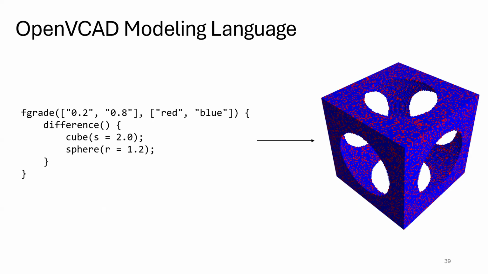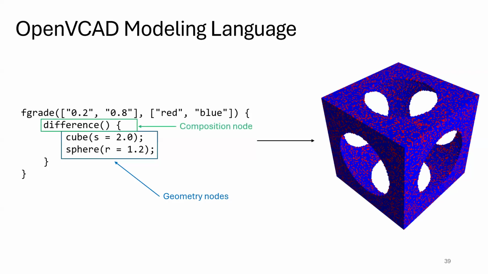That modeling language takes a lot of inspiration from OpenSCAD while implementing some new functionality on top of that. So working inside out with our code on the left and a preview of the object on the right, we have our geometry nodes, in this case, a cube and a sphere. I can subtract the sphere from the cube's geometry, and then we apply this functional gradient. In this case, we're applying a static gradient, so it's uniform across the whole object of 20% red, 80% blue.